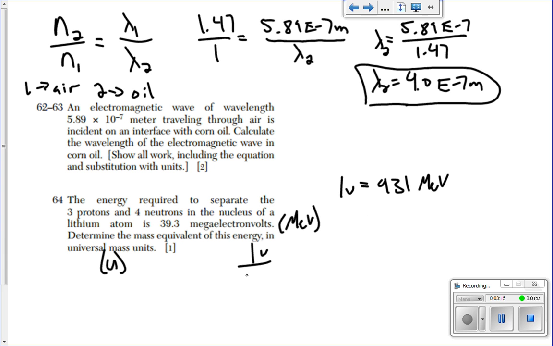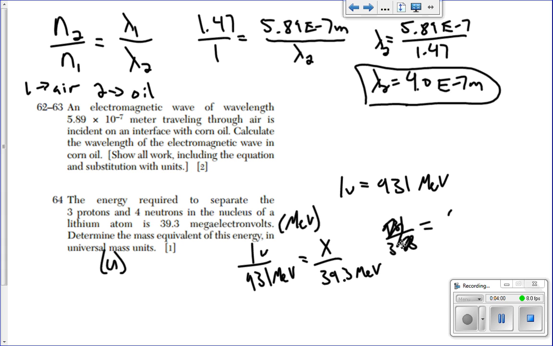Let's set up a little proportion. We have 1 u over 931 MeV is equal to x, that we don't know, over 39.3 MeV. Let's solve for our x. We can cross multiply and divide this, so we get 931 divided by 39.3. No, I did that wrong. That should be the other way around. Ignore that.